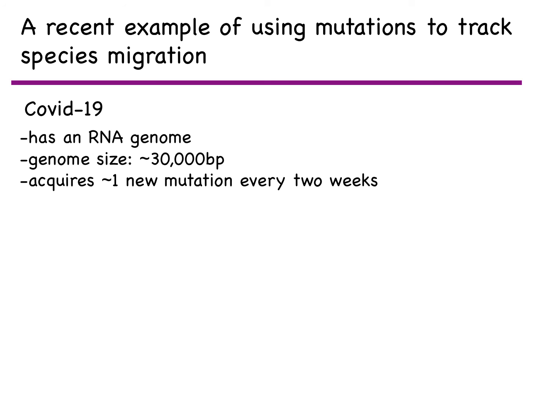So it has an RNA genome. This is not atypical of viruses. The genome size is about 30,000 base pairs, and it's thought that COVID-19 acquires about one new mutation every 2 weeks. So it turns out RNA viruses have much higher mutation rates than, say, DNA viruses. And that has to do with something I didn't really have a chance to talk about in this course, but it's kind of an interesting topic.